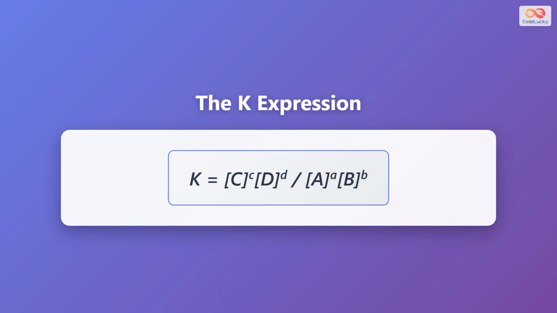Now, let's look at the mathematical expression for the equilibrium constant. K equals the concentration of C raised to the power c, multiplied by the concentration of D raised to the power d, divided by the concentration of A raised to the power a, multiplied by the concentration of B raised to the power b. This formula is the foundation of equilibrium calculations. Notice how products appear in the numerator and reactants appear in the denominator, and each concentration is raised to the power of its stoichiometric coefficient from the balanced equation.